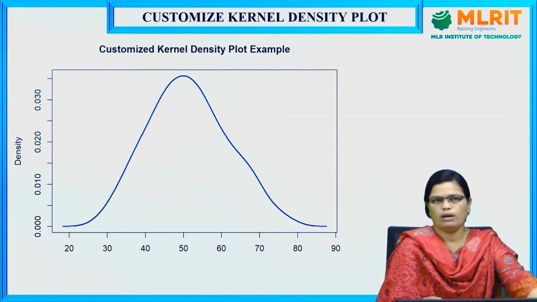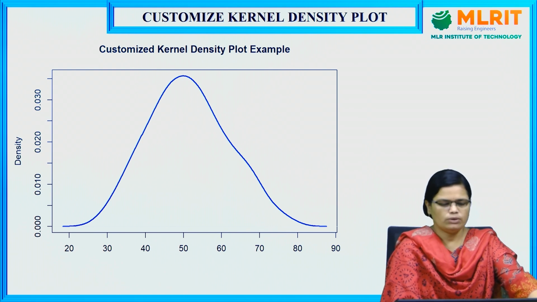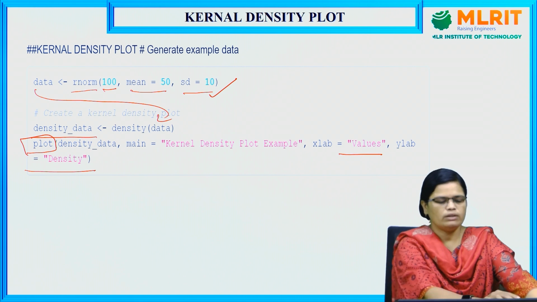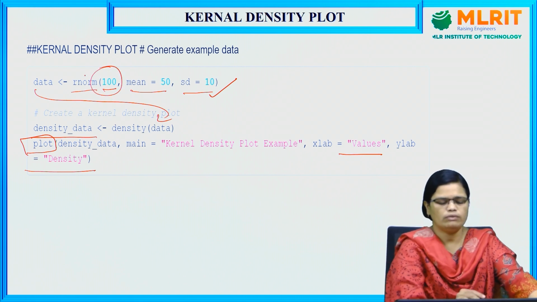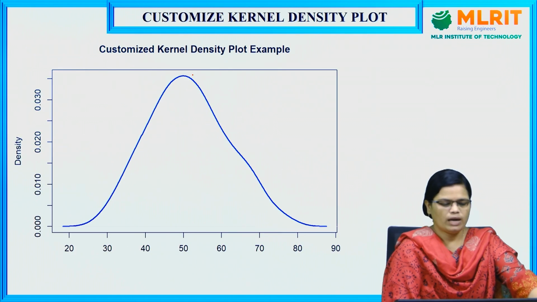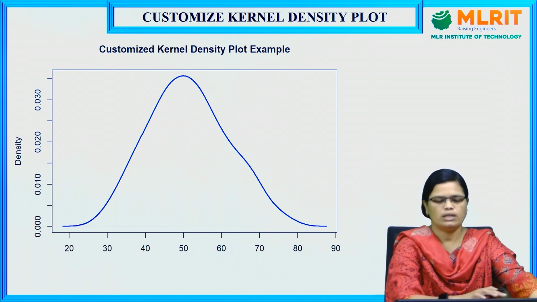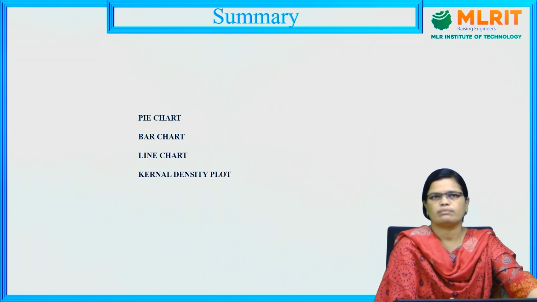So we have values from 20 to 90. Once we go back and look at the values, we have the 100 random values generated with a mean of 50 and a standard deviation of 10. For that, we are getting the density plot like this. If you change the random values, then your kernel density plot will change.